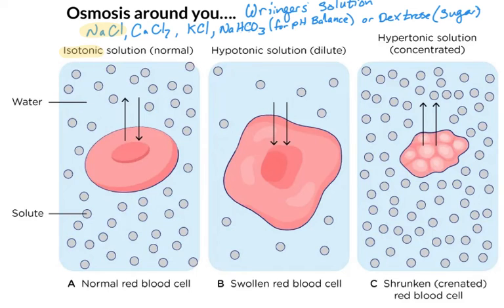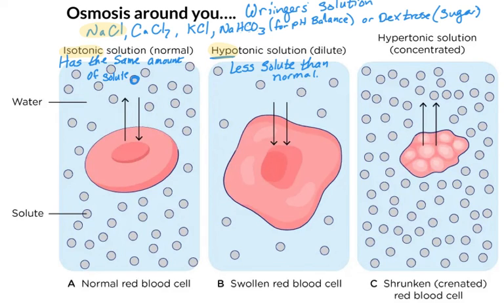In this image, we can see that the water is the blue solvent and that the solute particles have a certain concentration. When you have an isotonic solution or a normal concentration, a normal red blood cell will look like it normally would, and the flow of water going in and out is equivalent to each other. It's at equilibrium.